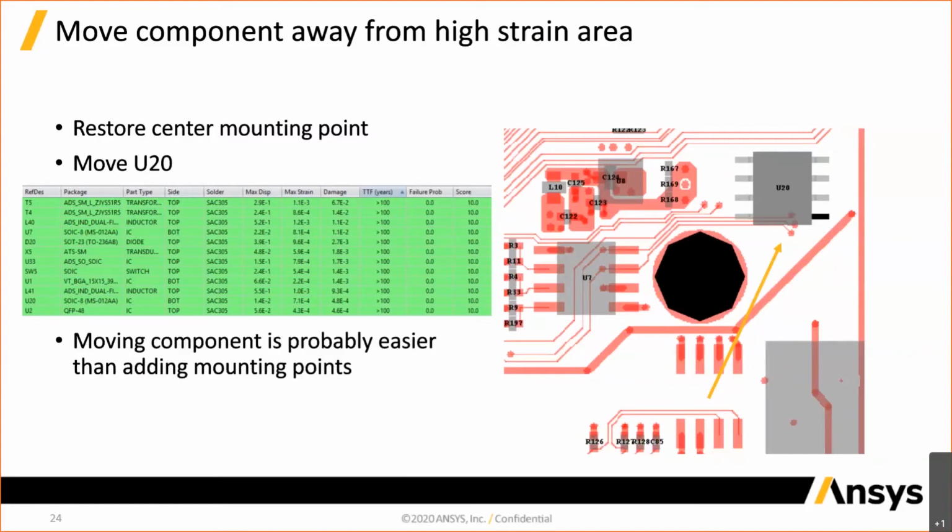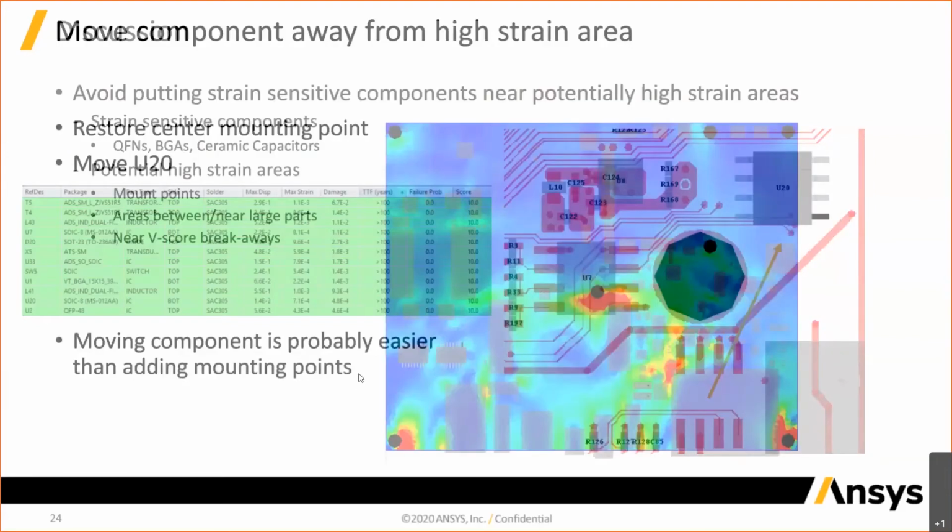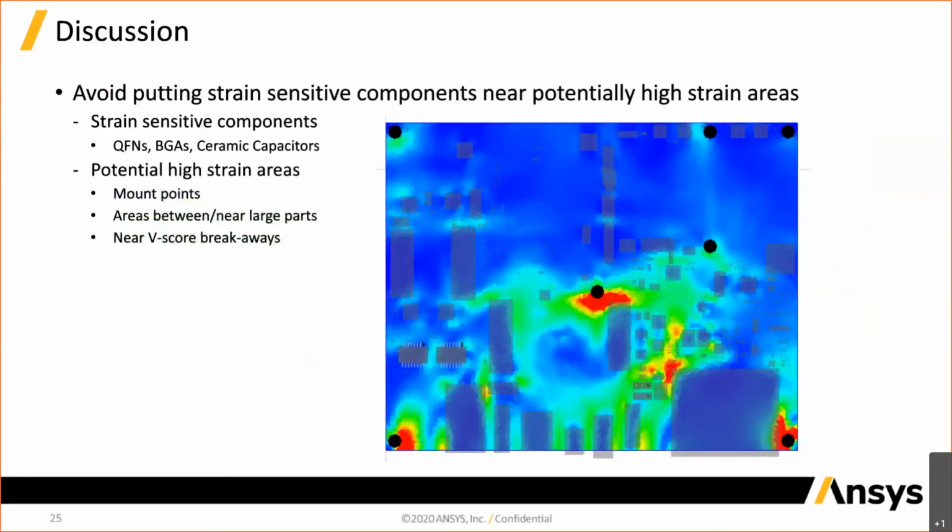You don't have to worry about designing a new box. You don't have to worry about adding 2 mounting holes and deleting the one and all the routing associated with it. So it's easier probably just to move that part, and you can see, run it again, boom, everything checks out. Just the quick takeaways. Strain sensitive parts: if that was a QFN in that area, it would have failed even quicker.